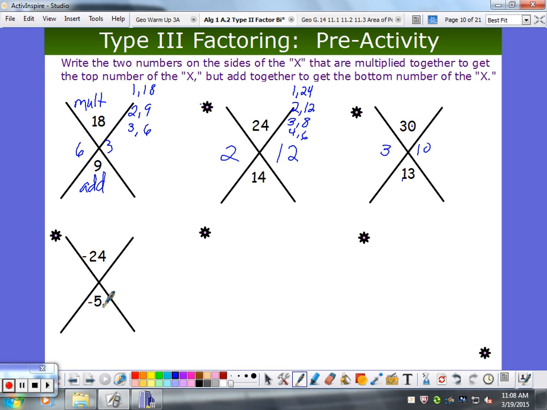All right, now, I have negatives. Whoa, hold the ball game now. So think about this. I am multiplying to a negative number. What do I know about the signs of the two numbers? What do I know? You have to have a negative and a positive. Right, one has to be positive and one has to be negative. Now wait a second.